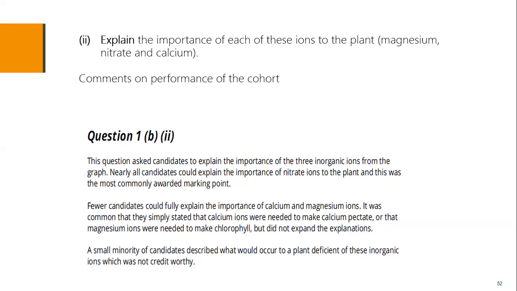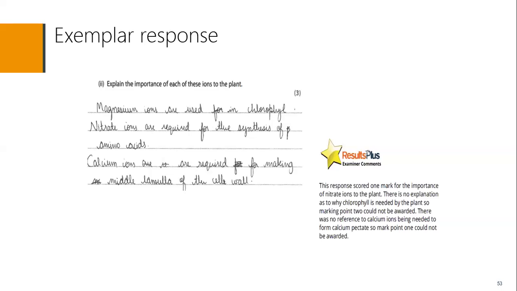You may find it helpful to share these reports with your students so that they can see what sort of things the examiners are looking for. There's also an exemplar response in the examiner's report with comments about what marks were awarded and what marks were not awarded. So it scored 1 mark for the importance of nitrate ions, doesn't say why chlorophyll is needed, and no reference to calcium ions being needed to form calcium pectate, so that mark would not be awarded.